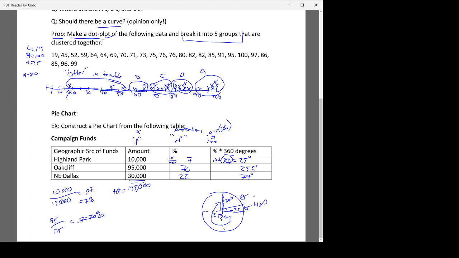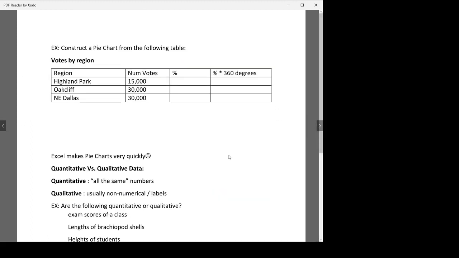This is our Oak Cliff. And this part here would be our Northeast Dallas. So maybe I'll color that in a little differently. So you kind of get the idea of what the circle would look like. There are many ways of doing this, but that's the traditional way. And there's another one here I'll leave to the reader. Play with another one to do that. You might want to just put it into Excel and be done.